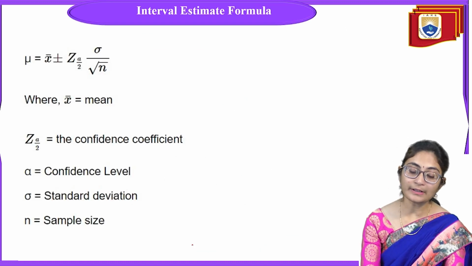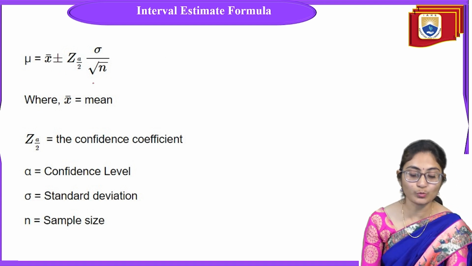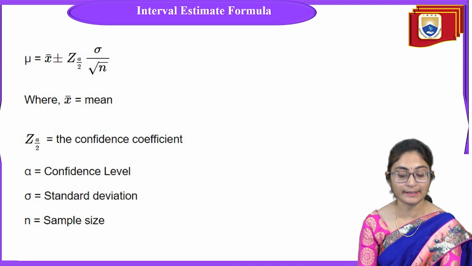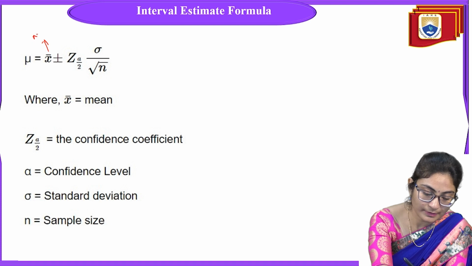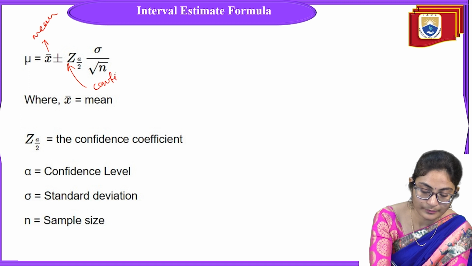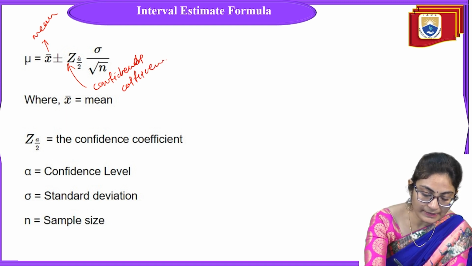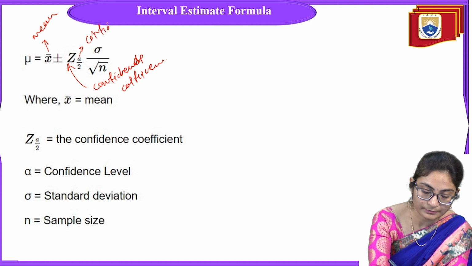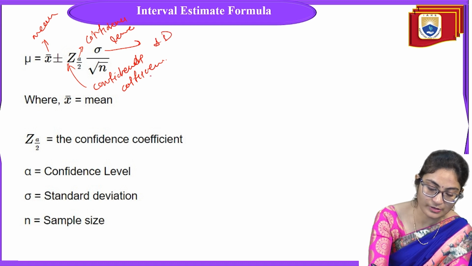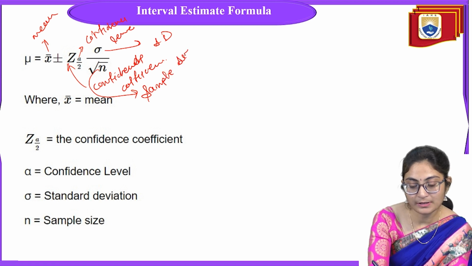Now, the interval estimate formula. Mu is equal to x bar plus or minus z alpha by 2 times sigma divided by root n. X bar is your mean. Then z is the confidence coefficient. Alpha is your confidence level. Sigma is your standard deviation and n is your sample size.